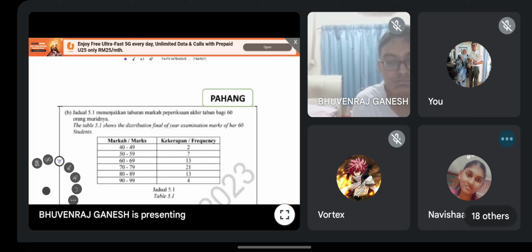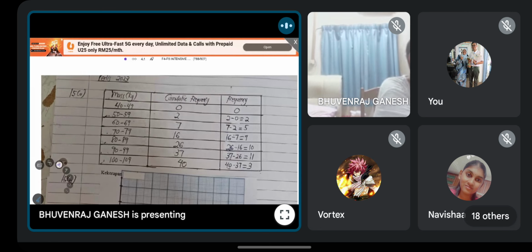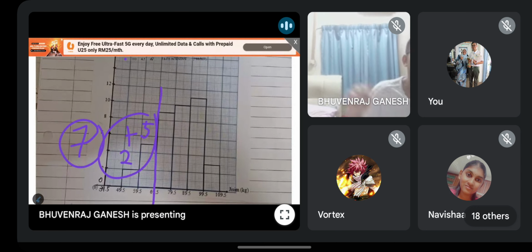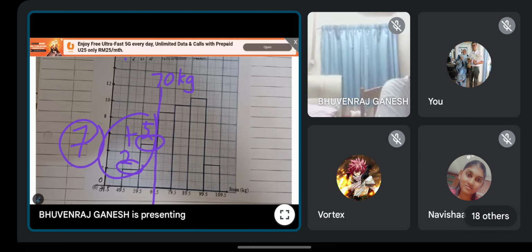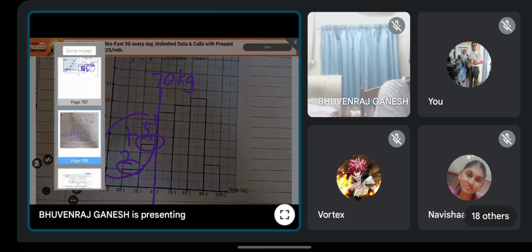Why? Anne, I have a doubt. Why got 2 plus 5? I can't understand. Yeah, I explain again. This one. They say mass less than 70 kg means anything to the left hand side. Less than 70 kg. 70 kg is the line I draw here. So how do you count less than 70 kg? This value plus this value. So it's 2 plus 5. So the answer is 7. Okay? Okay, I understand. So you must refer to the graph.